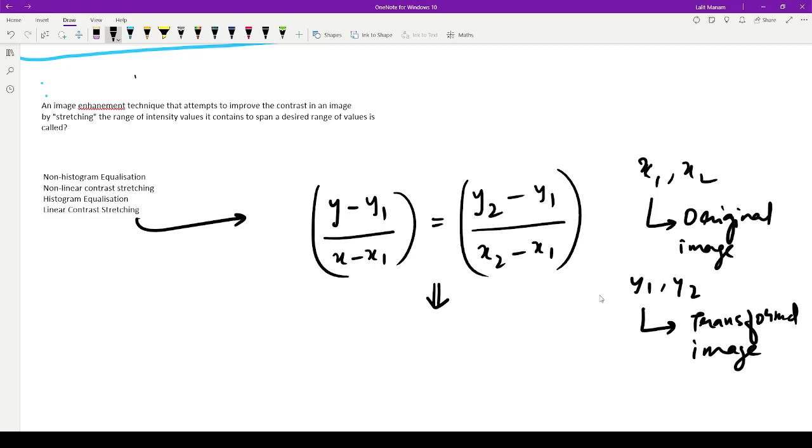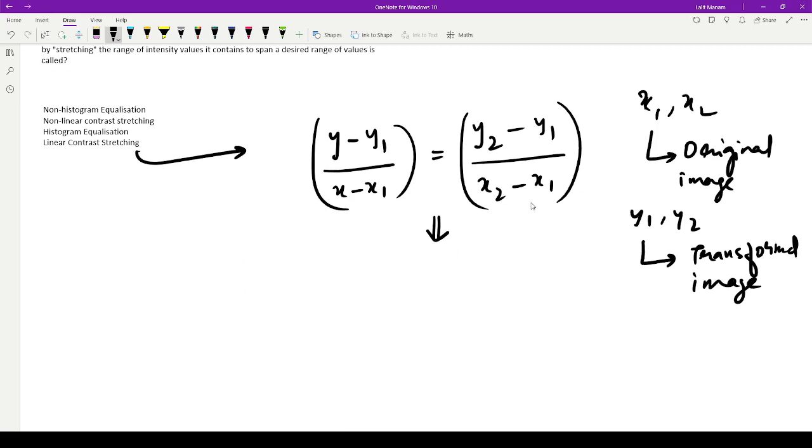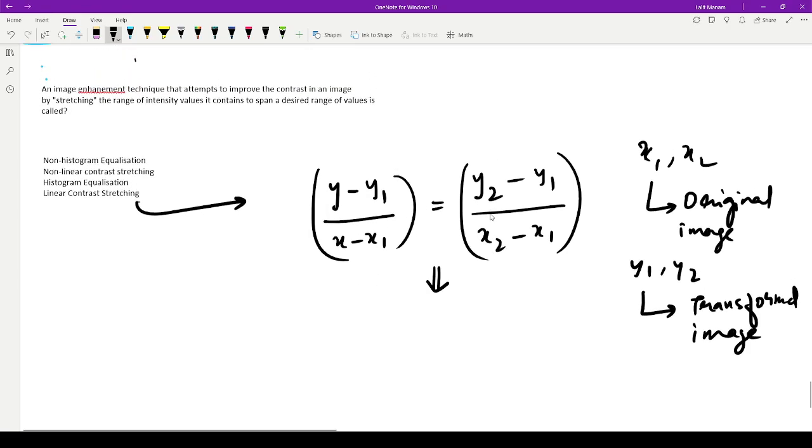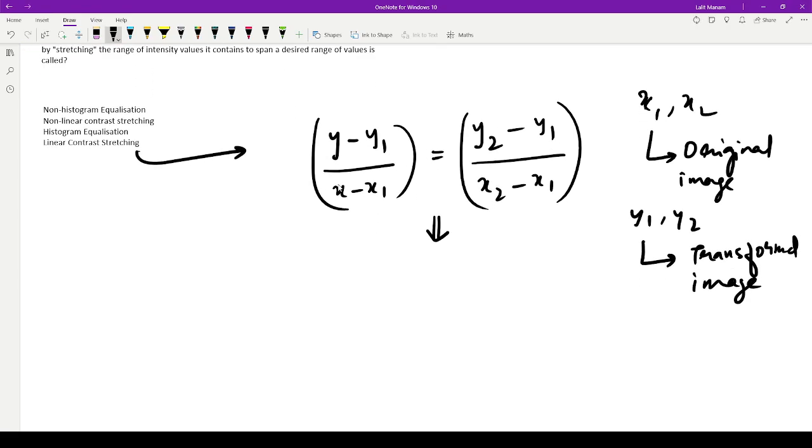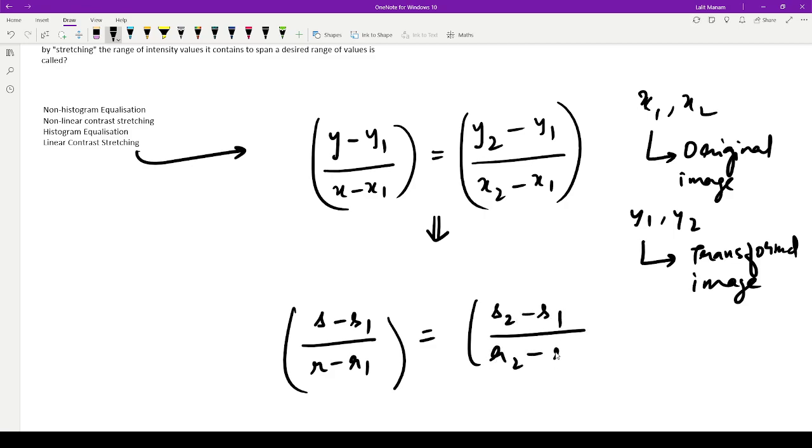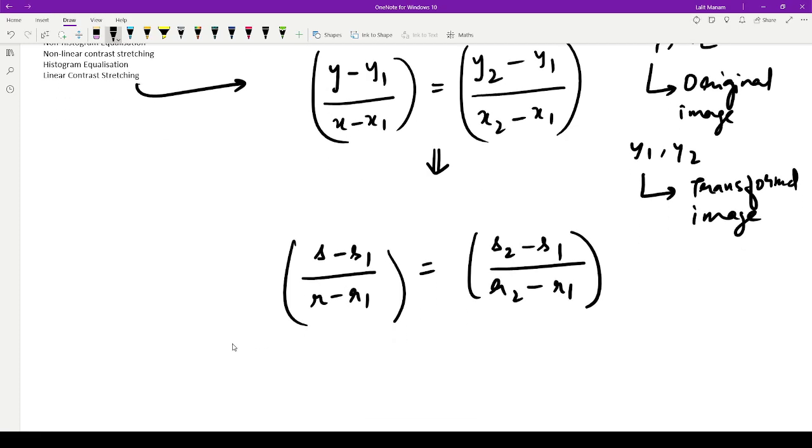Now, given this, I'll just keep the variables that we use generally. It's not x and y here. We are dealing with intensity values, right? So for intensity values, we are using R and S. So S minus S1 upon R minus R1 equals S2 minus S1 upon R2 minus R1. Fine. Given this, we'll take R1 as the minimum intensity value in the image.